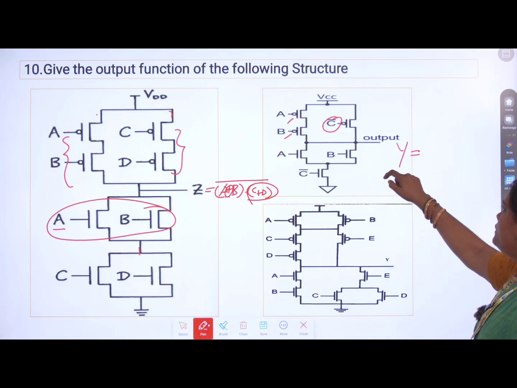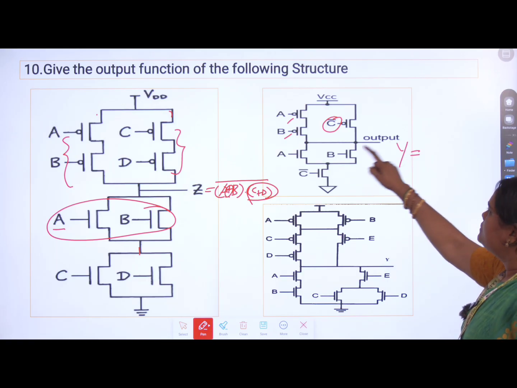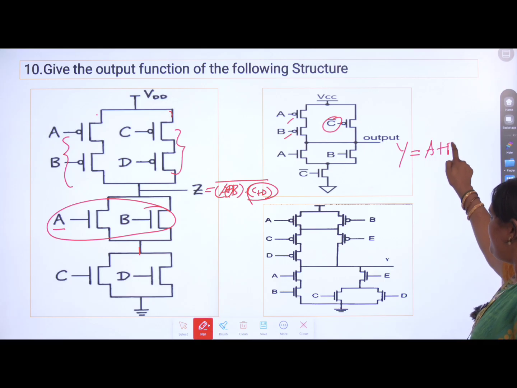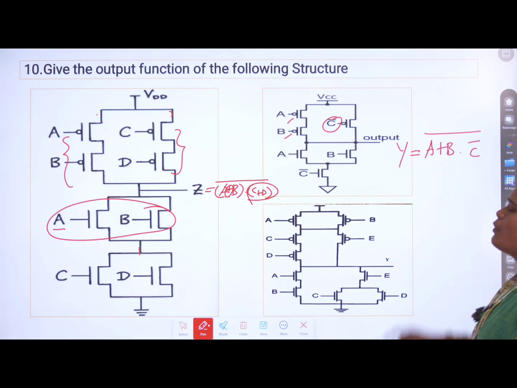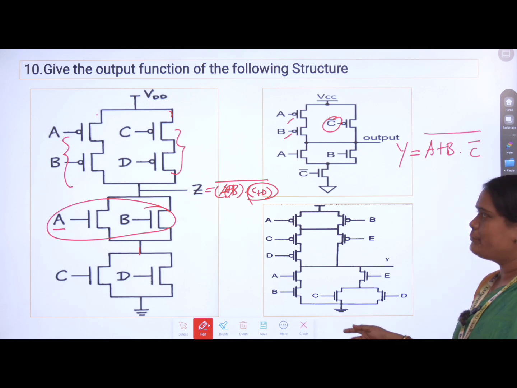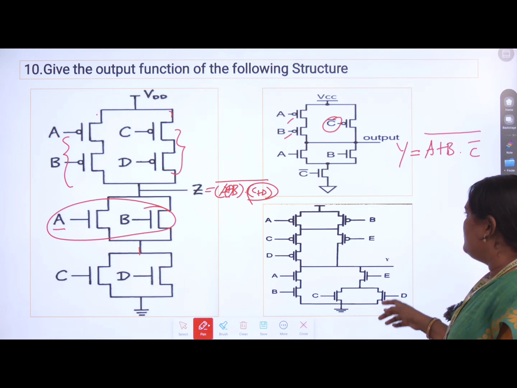So here the output, I denoted it as Y. It is nothing but (A plus B dot C bar), the whole complement. So this is the output for the given structure.